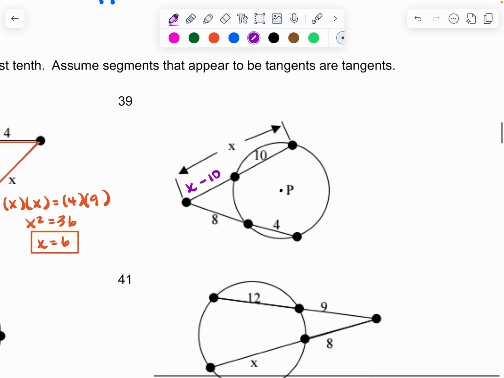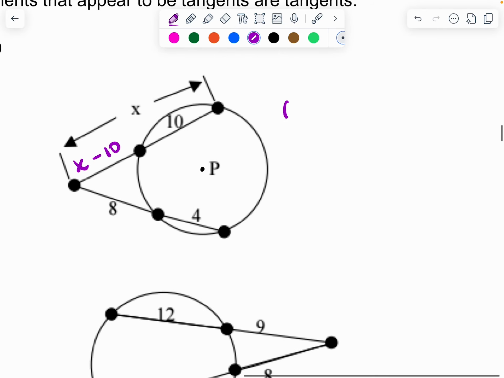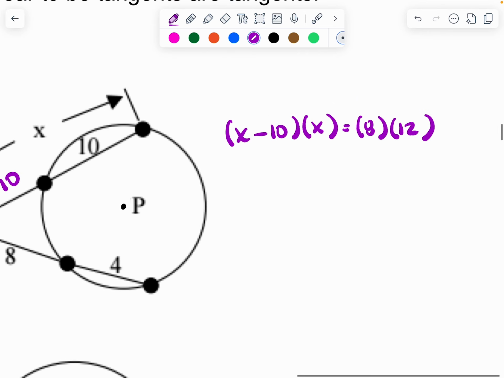So we can write our own expression in for that. So here we go. The outside is x minus 10, and the whole thing is x. And then on the other secant, the outside is 8, and the whole thing is 12. And obviously, wherever you have a binomial, you're going to have to distribute. So that's going to give us x squared minus 10x, and that's going to give us 96.